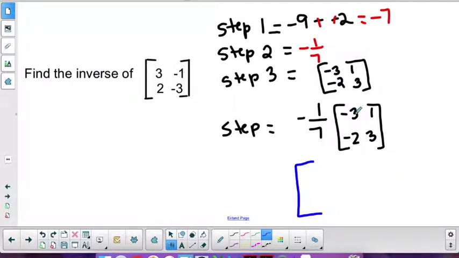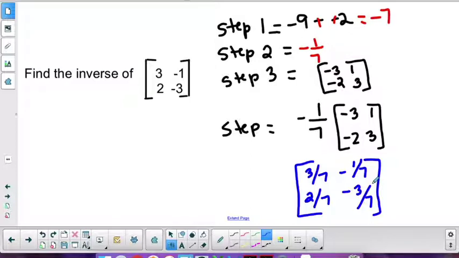Okay, so this is really -3 over -7, so we're just going to make that a positive. All right, and this is going to be -1 over 7 since we don't have the double negative here. Here we have the double negative again, so that's going to be 2 over 7. And the last one is going to be -3 over 7.